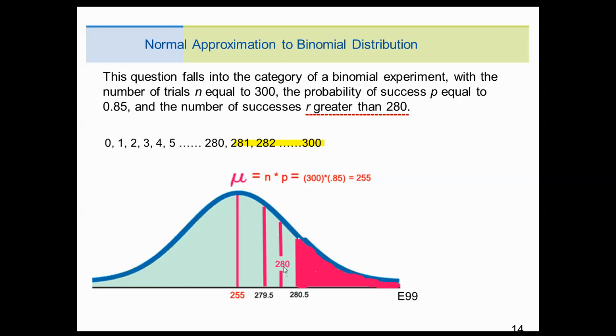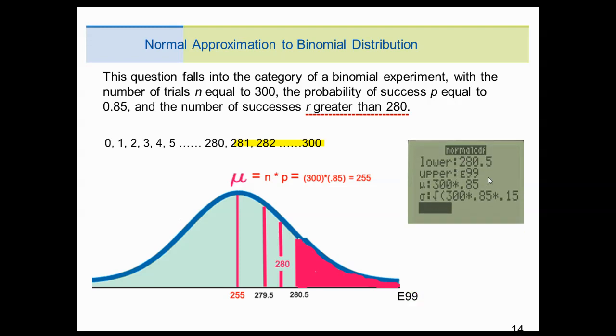Worst case scenario, you start at 280. It does not exist. You've got to subtract and add 5/10 to find out these two boundary points. All right, continuity correction. Greater than 280 would be from 280.5 all the way to the right. So this would be my lower bound. This would be my upper bound.